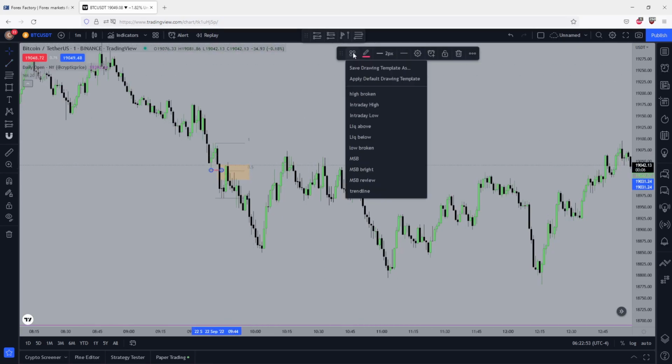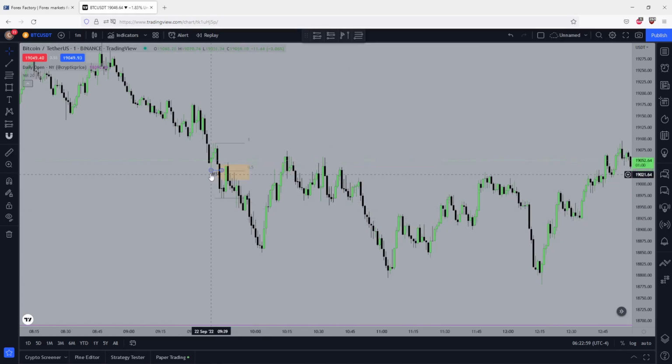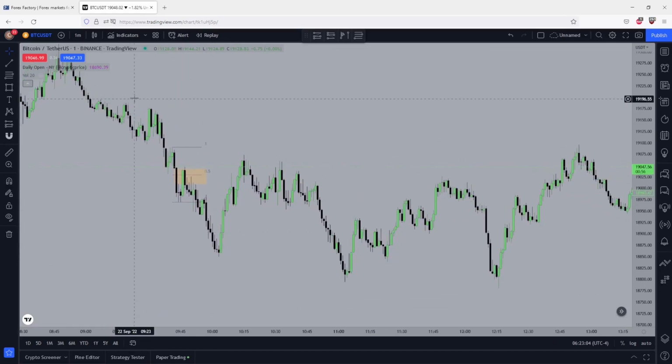Or market structure. It's actually not a market structure break or anything, it's just a continuation. So I'm actually gonna remove that, but this low is broken. We continue the downwards trend.